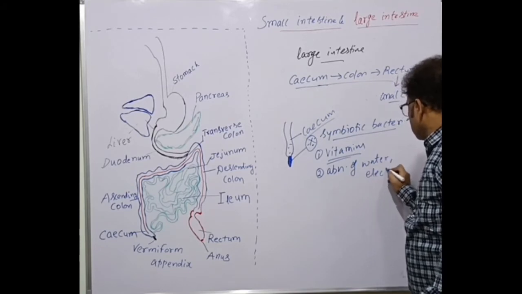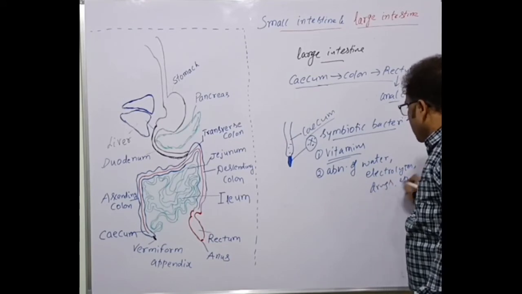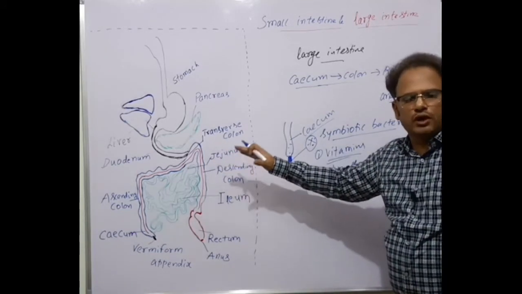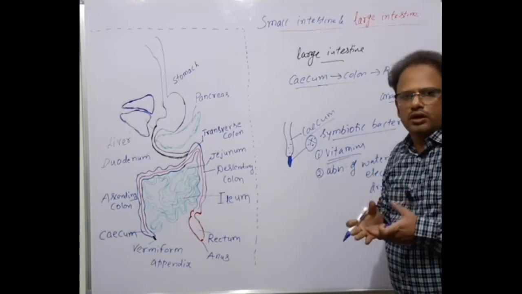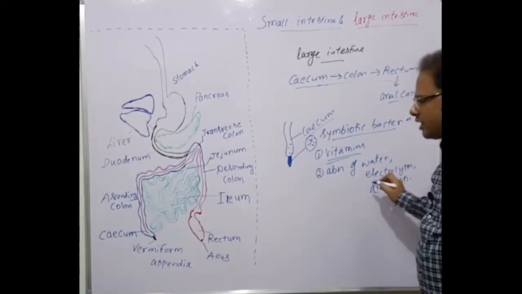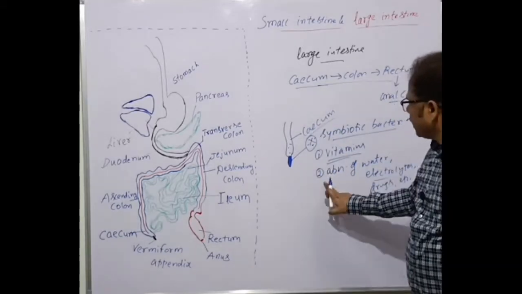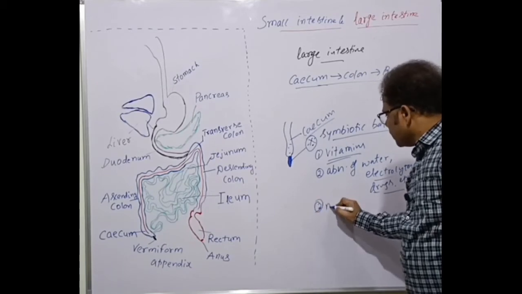electrolytes, and certain drugs, etc. When the undigested, unabsorbed food passes to the first part of the cecum, water is reabsorbed, and certain electrolytes and drugs which are essential for the human body are also absorbed in the cecum. That's the second function. And the third function is that mucus is also secreted.